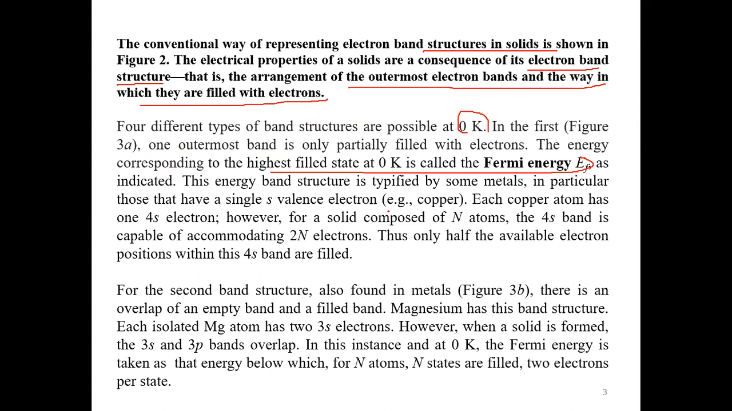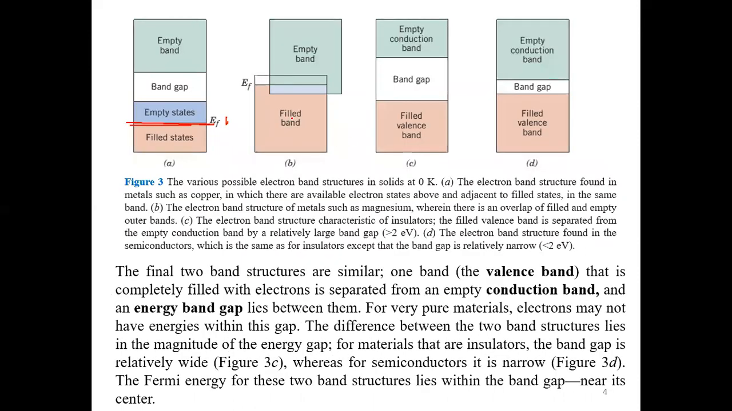The energy band structure is typified by some metals, in particular those that have a single s electron. And the second band structure is also found in metals. In the case of metal, there is an overlapping of the valence band and the conduction band. Why is it called the conduction band? Because when the electron jumps from the valence band to the conduction band, the electron becomes free. So in the case of metal, there is an overlapping of the valence band and conduction band, and the Fermi level is here.